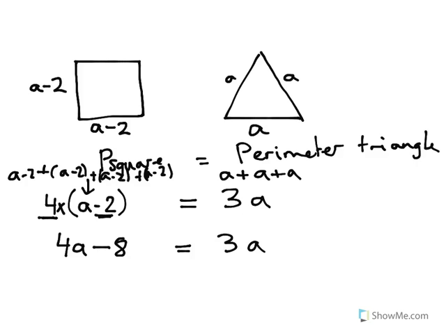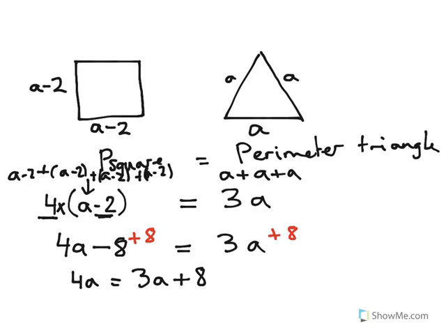So what we need to do is first move the 8 over to the other side, which we can do quite easily by adding 8 to both sides of our equation. This will give us 4a equals 3a plus 8. We've now got the numbers on the other side of the equation to the a's, but we need to get the 3a over to the left. How do we do that?